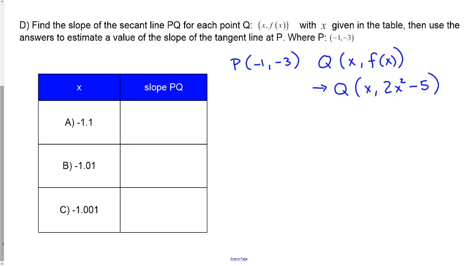And to speed things up, I'm going to first develop a function that will do this for me, and then use the calculator to help do this at multiple points and see what's happening with the slopes. All right, so the slope between any point on the curve Q would be y2, so the y coordinate from point Q, minus y1, so minus the y coordinate of point P, divided by the x coordinate of point Q, which is x, minus the x coordinate of point P.